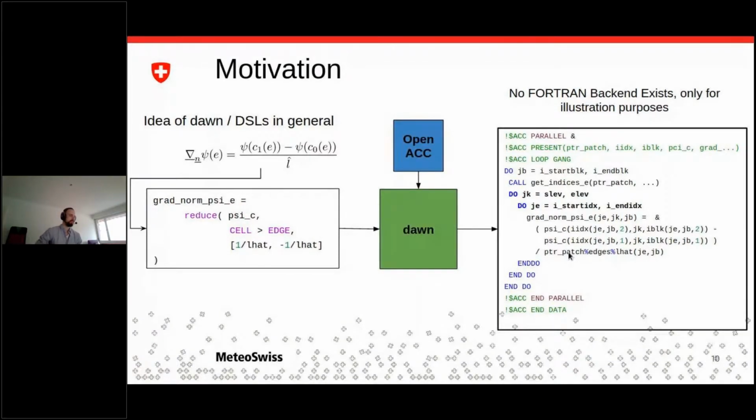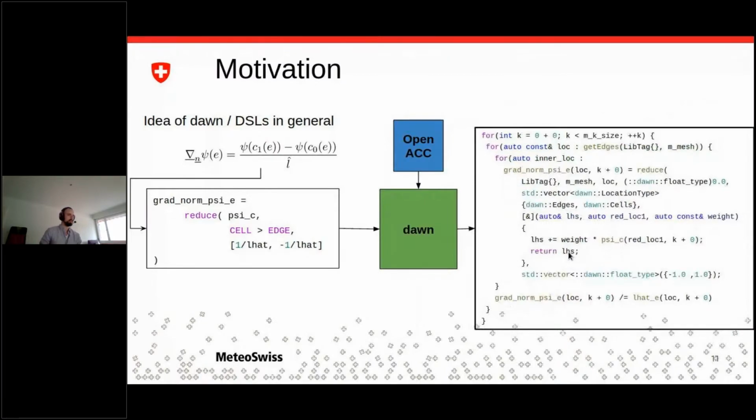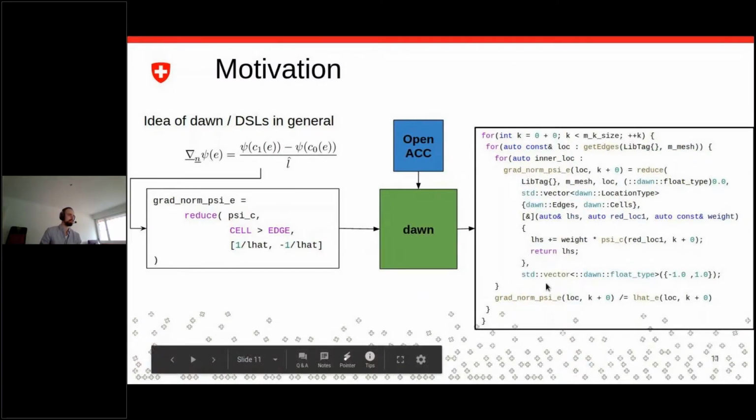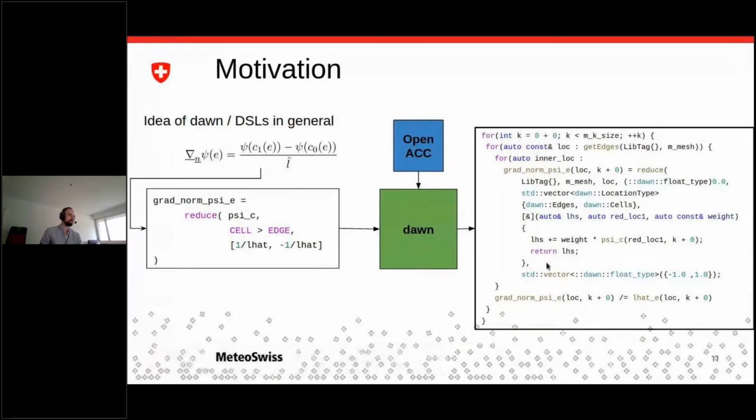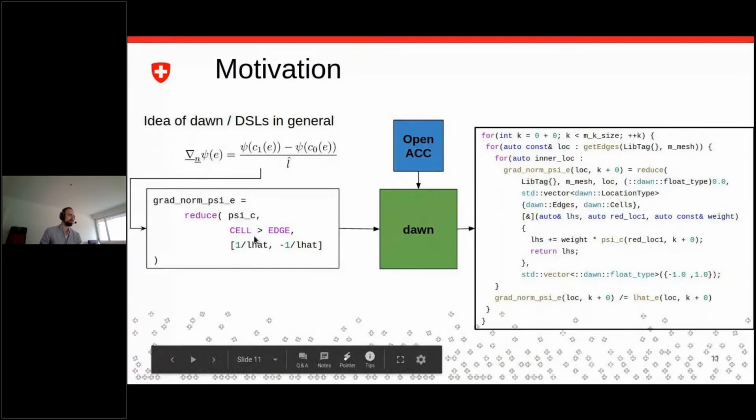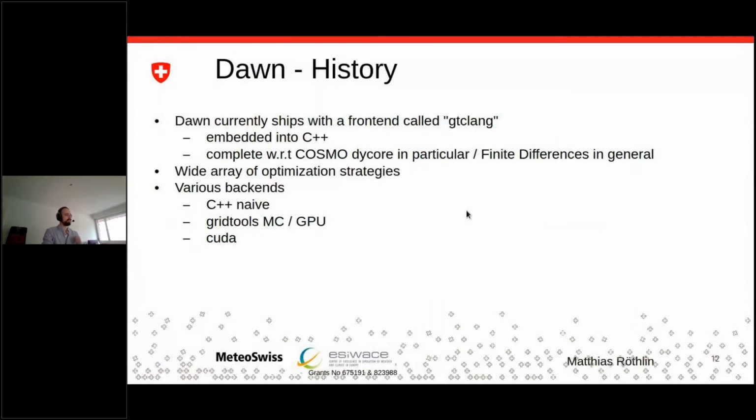And next, we can also say we want to generate C++ code that runs on GPUs. Dawn can do that for us, and we have a sense of encapsulation here. Now I want to say a few words on Dawn's history.